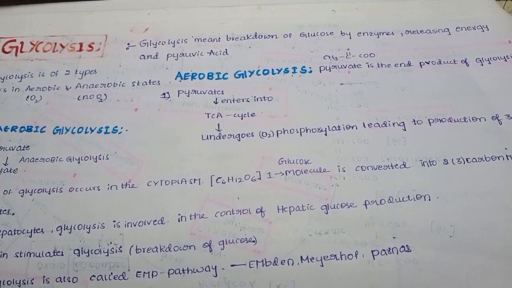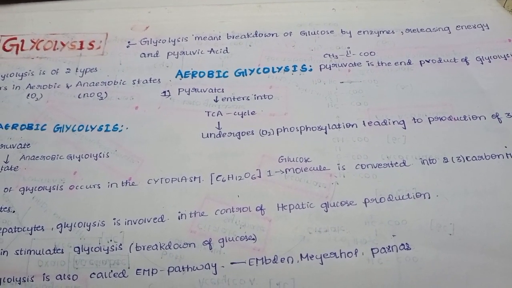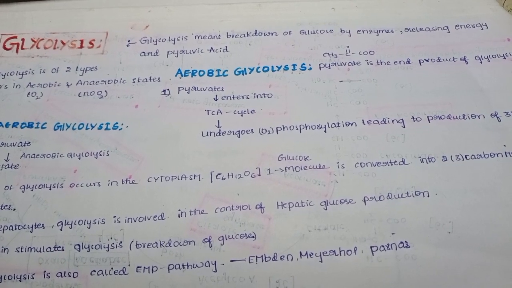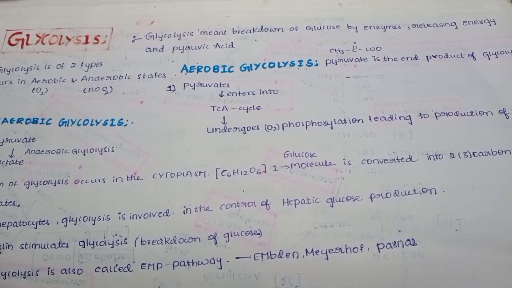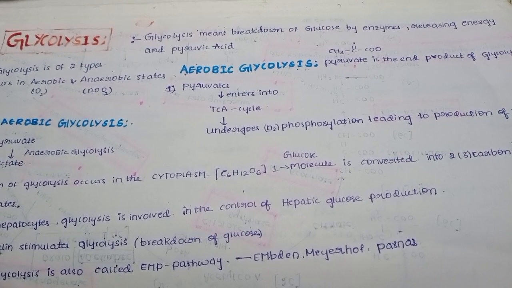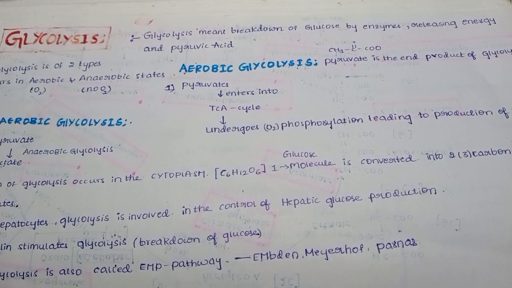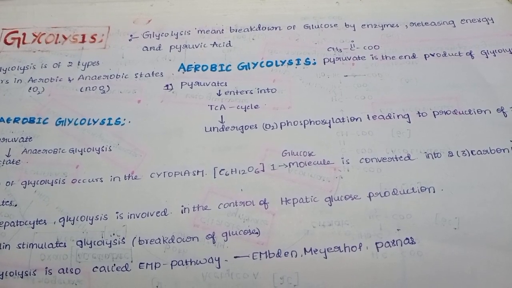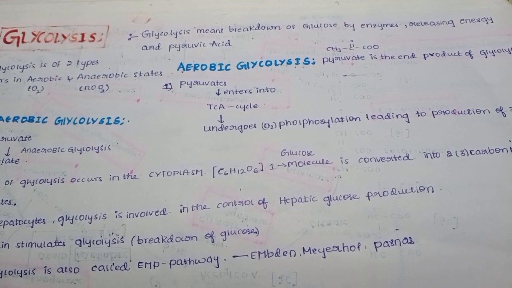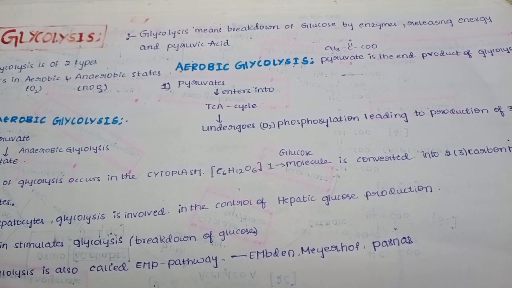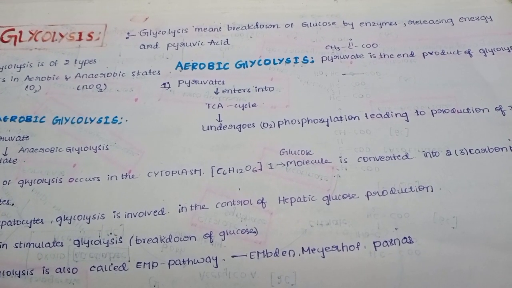Glycolysis means the breakdown of glucose by enzymes, releasing energy and pyruvic acid. Remember, generally our body needs energy to perform activities. So what is the activity of glycolysis? It breaks down glucose, and we get energy from glucose.